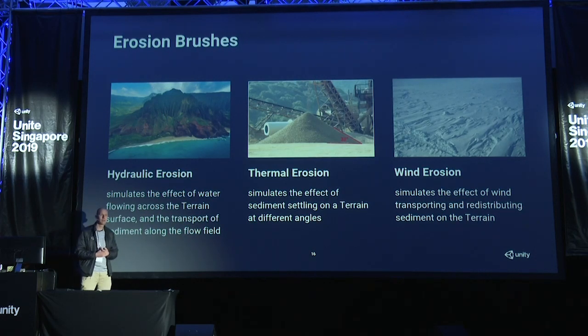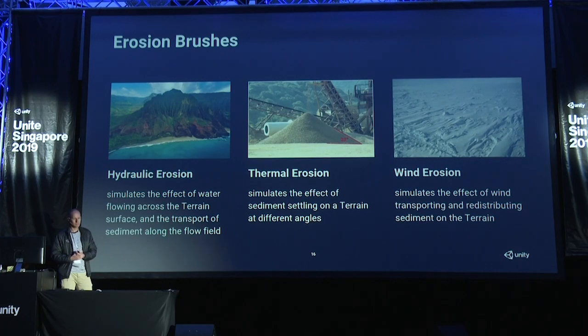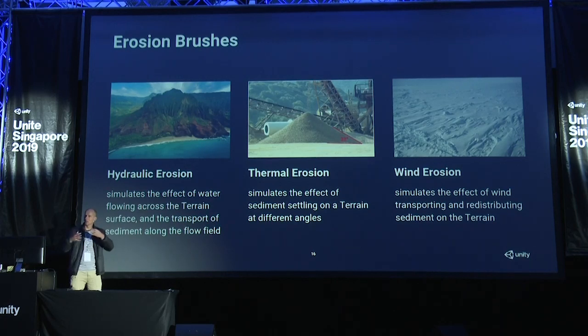And we have 3 new erosion brushes, so hydraulic, thermal, and wind. And you're going to use these for different areas. So the hydraulic erosion gives these cascading sides. So it's when the water's running down something, it leaves these rivulets and brings things out. So you can see that in the cliff face there.